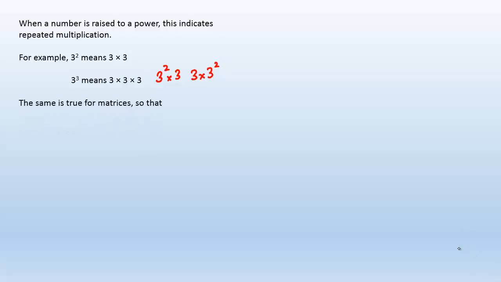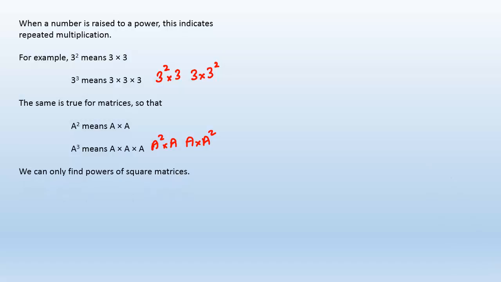The same is true for matrices, so that A squared means A times A, and A cubed means A times A times A, and just as with numbers, we could do that as A squared times A, or as A times A squared.